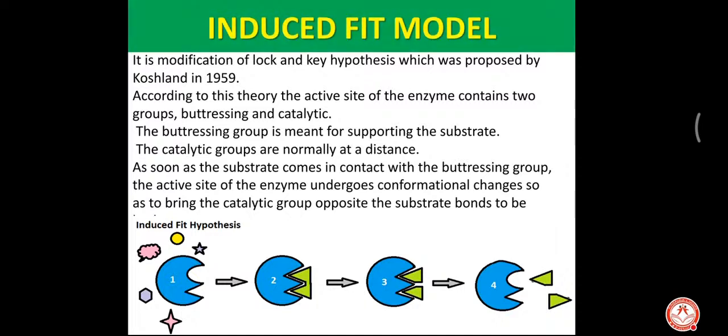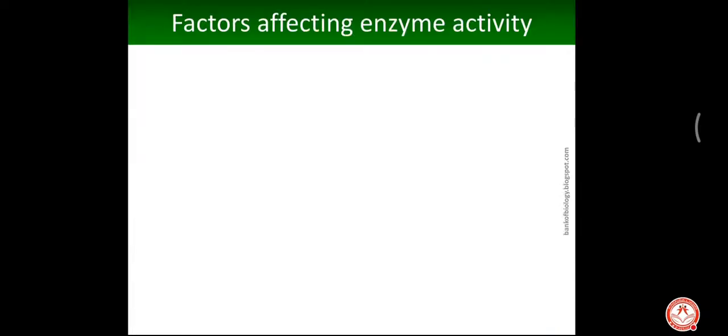Now next is the induced fit model, given by Koshland in 1959. According to this theory, the active site of an enzyme contains two groups: the buttressing group and the catalytic group. The buttressing group is meant for supporting the substrate. The catalytic groups are normally at a distance. As soon as the substrate comes in contact with the buttressing group and causes conformational changes, the active site of the enzyme undergoes conformational changes so as to bring the catalytic group opposite to the substrate bond and to get fit, and then the reaction proceeds to form a product.